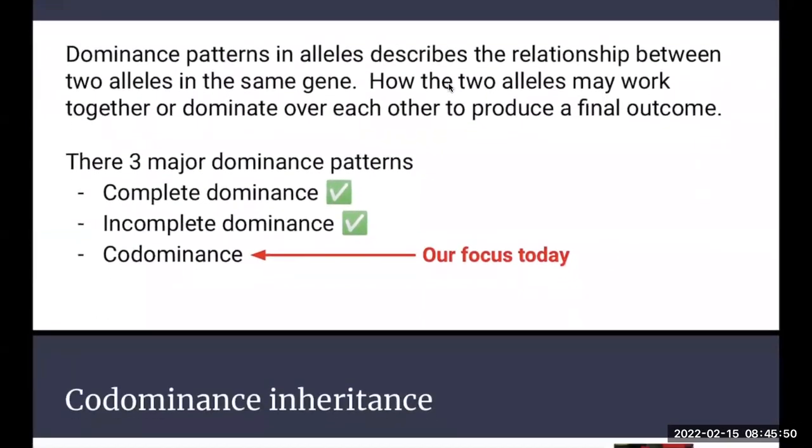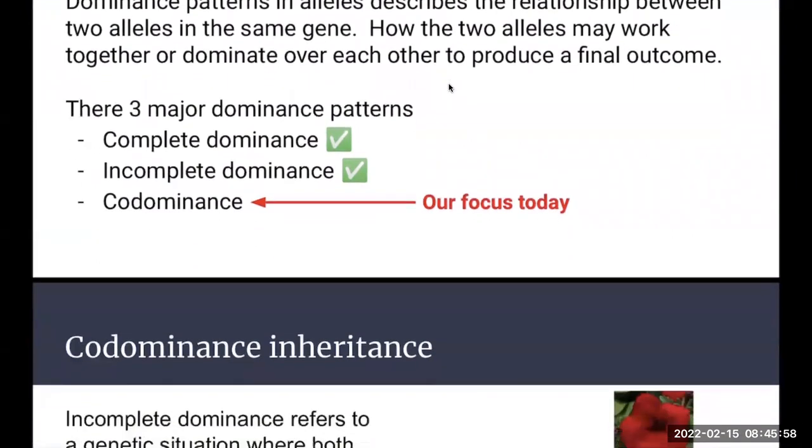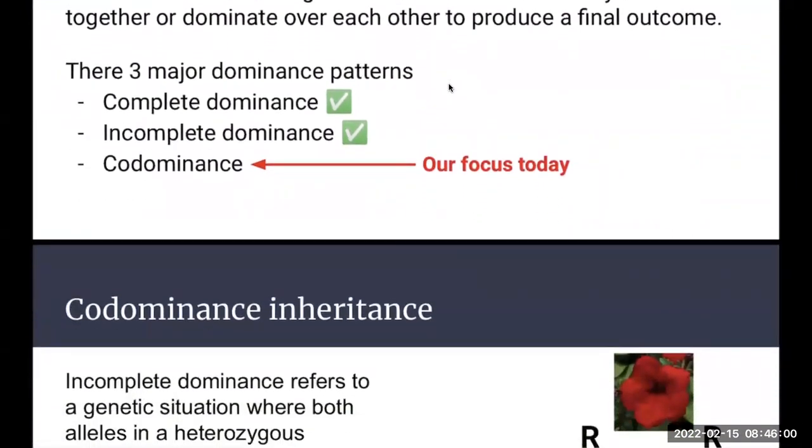Just a little revision. Last week, you have already learned about complete dominance, where one of the alleles is completely dominant over the other one. And you've learned about incomplete dominance, which means neither of the alleles is dominant over the other one. They're both partially expressed, and when you have the heterozygous genotype, having two different alleles, the outcome would be a mixture and combination of the two.